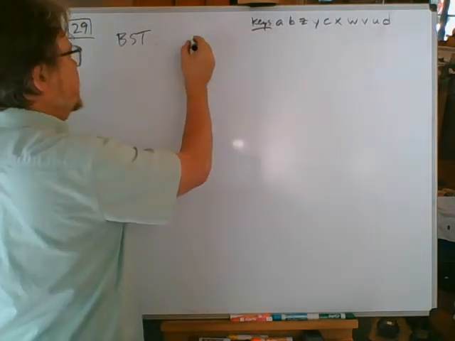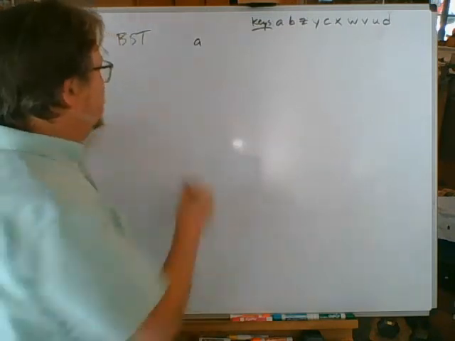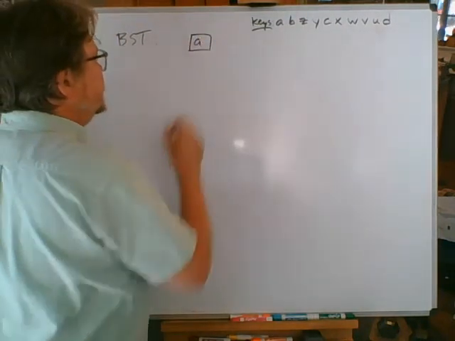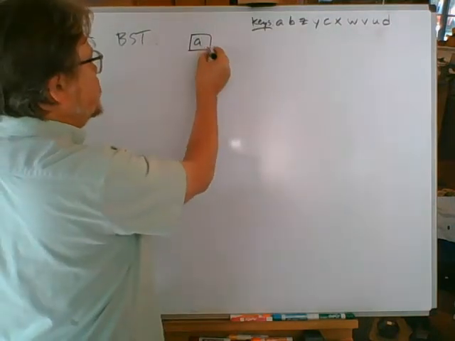But let's build a BST, shall we? Insert A, that will be the root. And I'm just going to show the internal nodes, and I'll put boxes on them. That's A in a root all by itself. B is greater than A, so it will go off to the right.